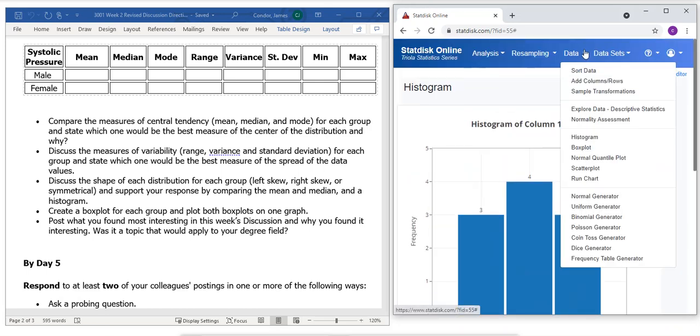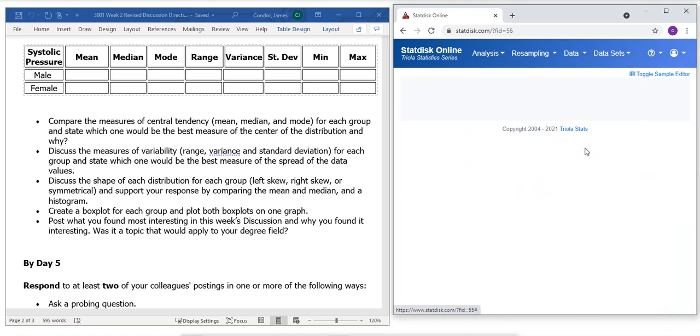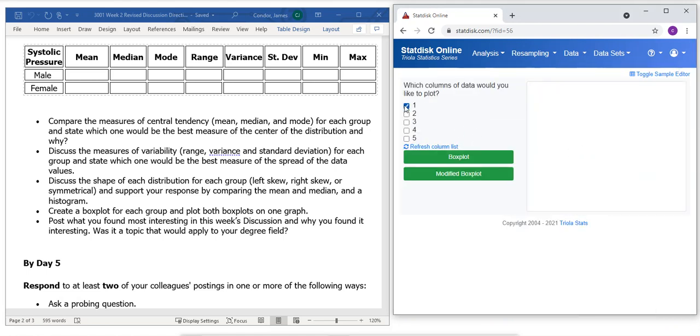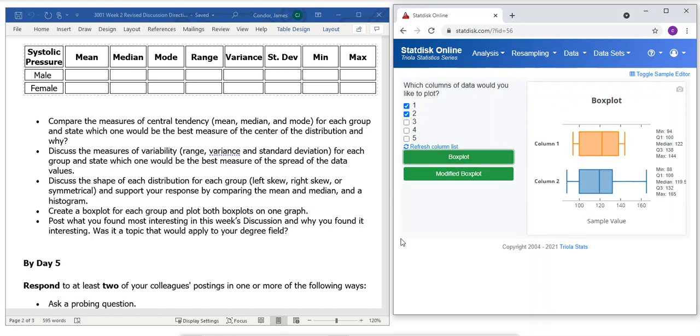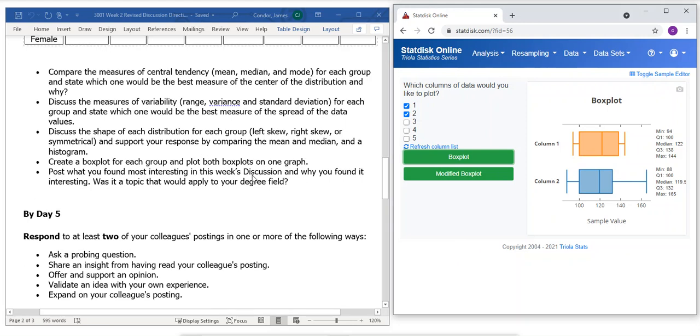But let's go back up to data and do a box plot. And we want to compare the men, column 1, women, column 2. You can do box plot or modified. Let's just do the box plot. And there, you get both of them. So you can compare both groups very nicely on the differences in the distribution of those systolic blood pressures. So box plots are really popular. They're a great way to compare groups. You can put as many groups in it, and it still works very well. Histograms, not so great. Box plot's much better.